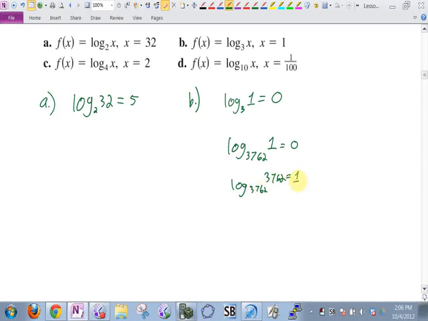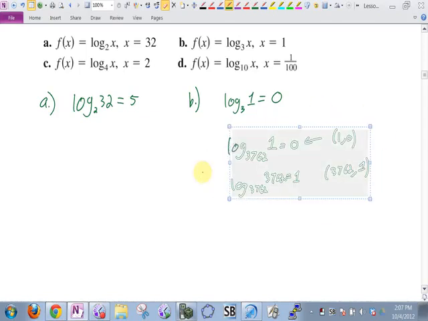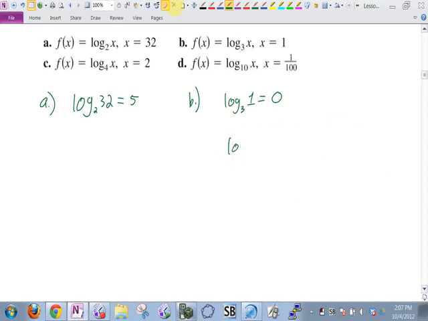So there are a couple rules that apply to every logarithm. If you plug 1 in, it's going to output 0. If you plug the same number in that is its base, it'll always output what? 1. So if you were to graph a logarithm, I'd start with the point (1, 0). I would then graph the point (3,762, 1). And then, boom, there's your graph of the log base 3,762.